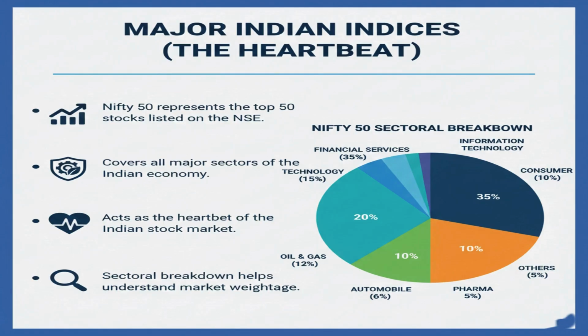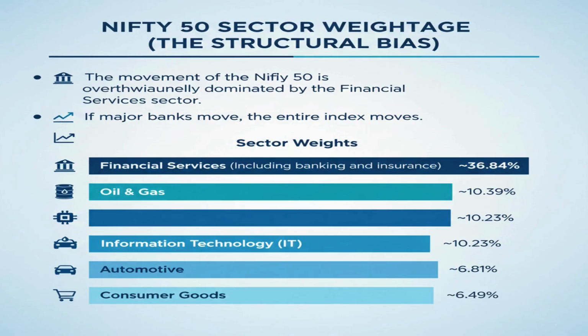3. Major Indian indices. The heartbeat. A. Nifty 50 sector weightage. The structural bias: the movement of the Nifty 50 is overwhelmingly dominated by the financial services sector. If major banks move, the entire index moves.